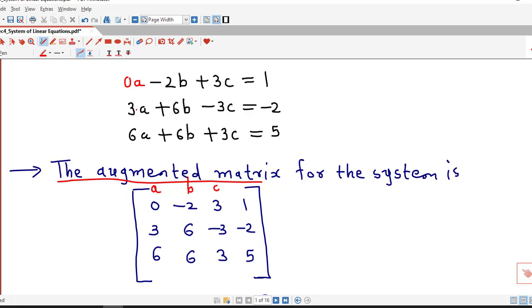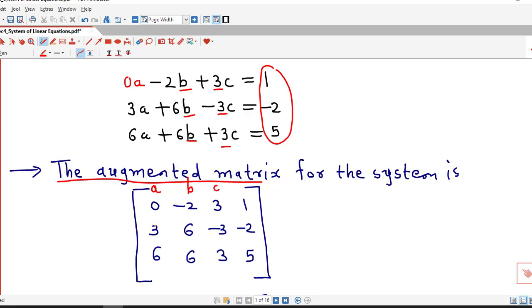Second row has coefficient 3 and here 6. So the first column is 0, 3, 6. The second column, coefficients of B, is -2, 6 and 6. And the third column, coefficients of C, is 3, -3, 3. And the last column corresponds to the constants on the right hand side. Now we have to convert this augmented matrix into row echelon form.